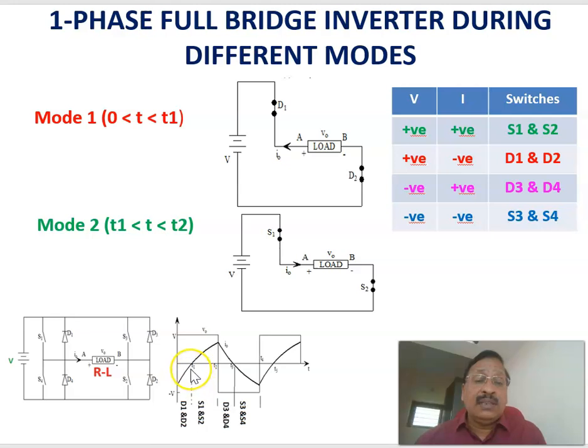The second case, from T1 to T2, is a positive voltage and positive current. The current through the RL load is positive. That happens when S1 and S2 are conducting. The corresponding equivalent circuit is this one. When S1 and S2 are conducting, the current direction is in this direction, and at the same time you are getting a positive voltage. So you are getting a positive voltage and positive current from T1 to T2. That's the mode 2 operation.